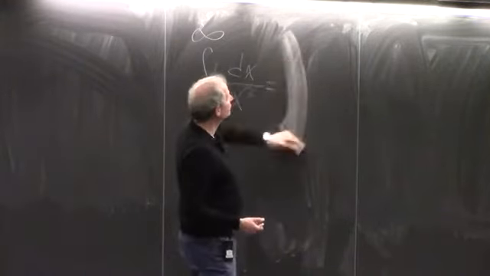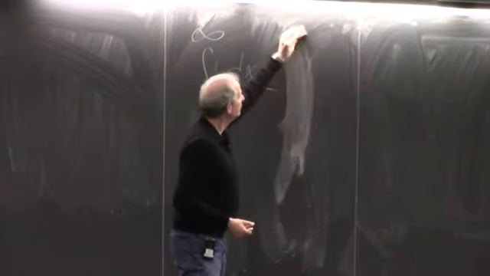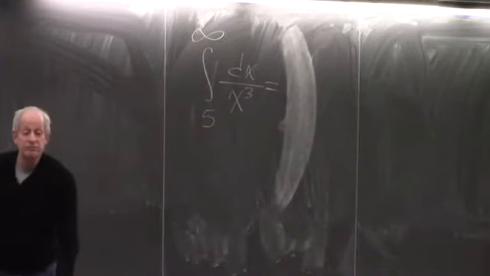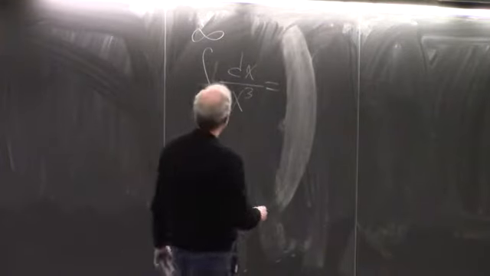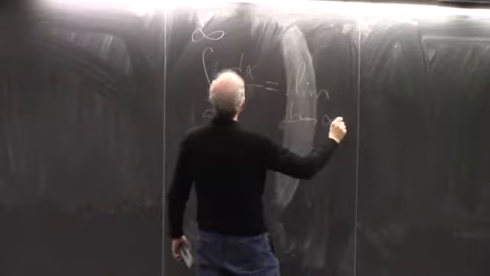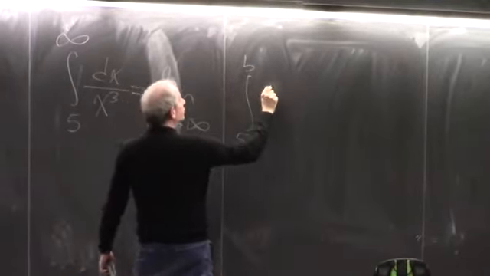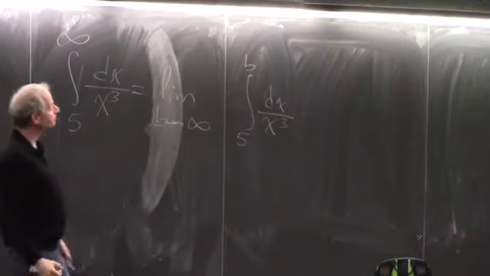Let's see, what's a good letter to use today? I don't really want to use V. My V's are bad, but V, as in W for Wolfie. So limit b goes to infinity, integral from 5 to b of dx over x cubed.